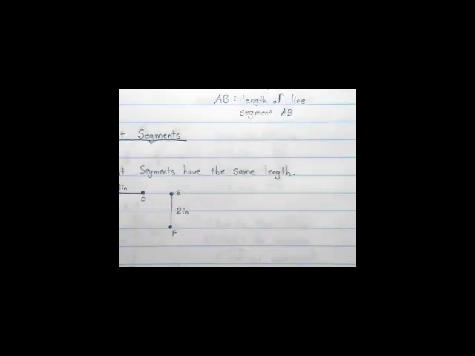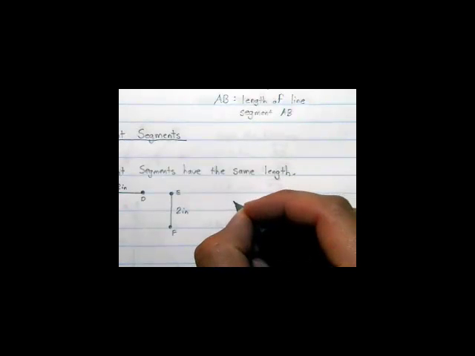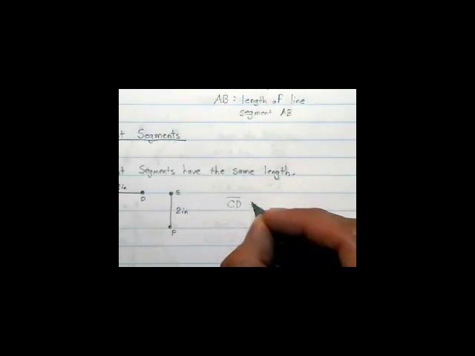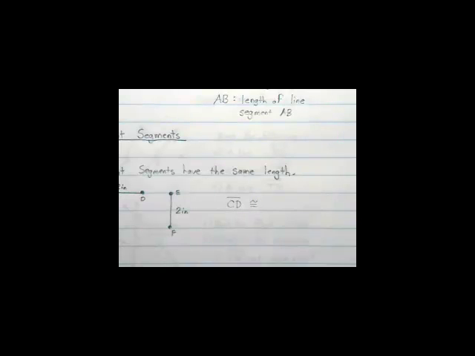So there are two different statements that I could make here then. Okay? First statement is CD is congruent to EF. And that would look like this. The symbol for congruent, if you remember, is an equal sign with a little squiggle on the top.